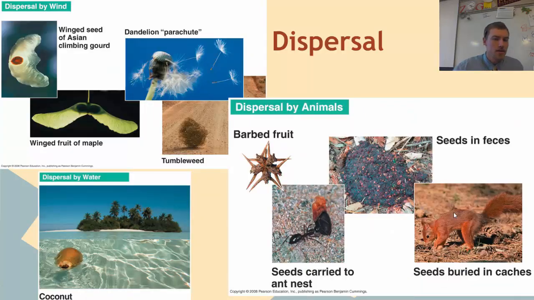So different ways of dispersing seeds. You can have winged seeds, the winged fruits of the maple. You can have kind of the dandelion parachutes. Tumbleweeds are there for dispersing seeds. Water, coconuts. That's the whole idea of a coconut, to be able to float in the water. You can have dispersal by animals. We talked about this, right? Seeds can be carried around by insects. You can have those kind of stickers that stick to fur that you can then carry around and eventually maybe knock off. Dispersal in the feces, and also, you can have things like squirrels taking seeds or fruits and burying them for later on. They probably don't remember all of them, and so they are able to eventually grow up.